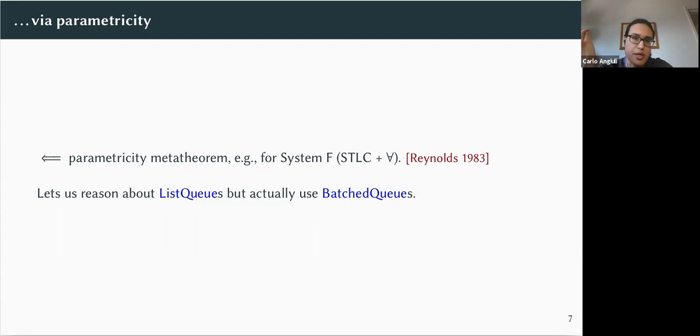And the reason why we want to do this is that list queues are easier to reason about because the implementation is very simple, but batch queues are more efficient. So we kind of get the best of both worlds, where we get to reason about the nicer implementation, but then use the better implementation. And of course, there are plenty of examples that are much more complicated than batch queues.